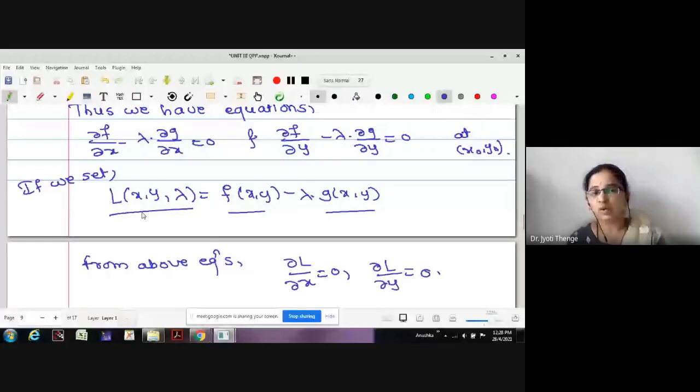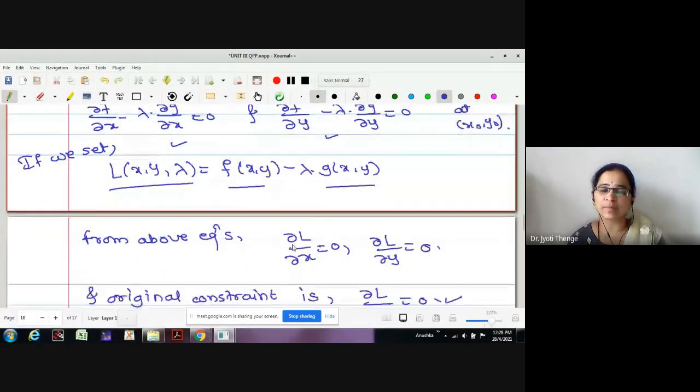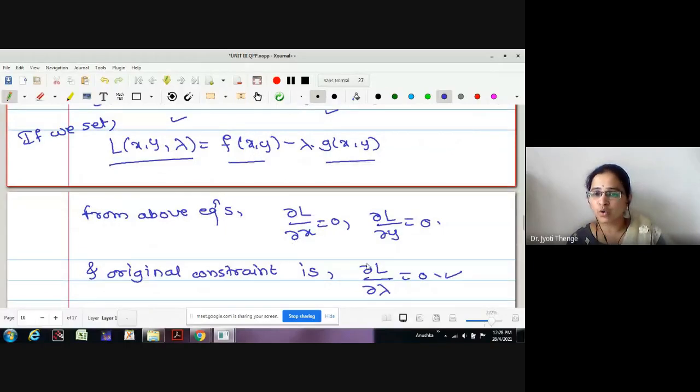Right? So what Lagrange thought of was to construct a new function, and that's why he gave the notation capital L, where L stands for Lagrangian, which involves three variables x, y, and lambda, and which is defined as f of xy minus lambda times g of xy. Looking at the two conditions, the partial derivatives of this L with respect to both variables must be 0. Also, if we differentiate this L with respect to the lambda parameter, this gives me the original constraint.